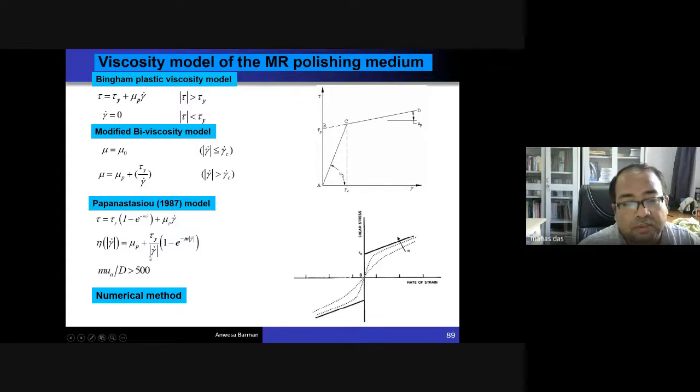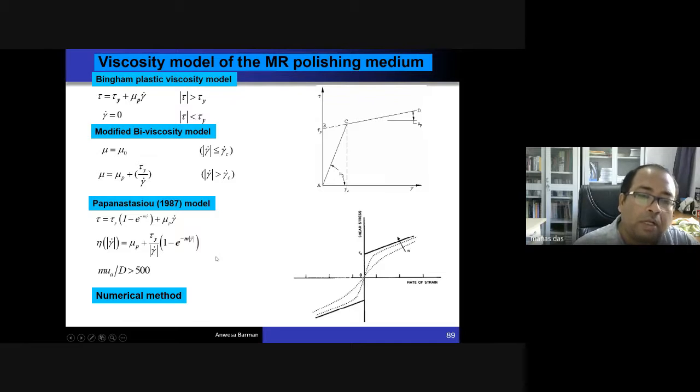It depends on the shear rate. So this one single equation can be utilized for both zones, for the solid core region as well as for the yielded zone. For two zones it is used. You can see here that with a very high value of n, it mimics the Bingham plastic model.